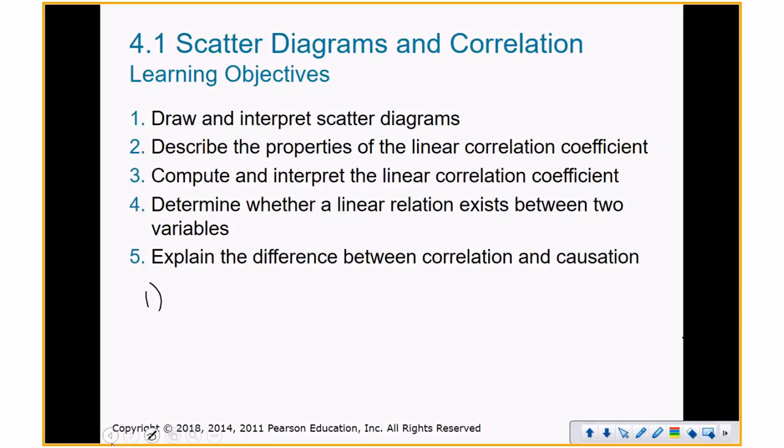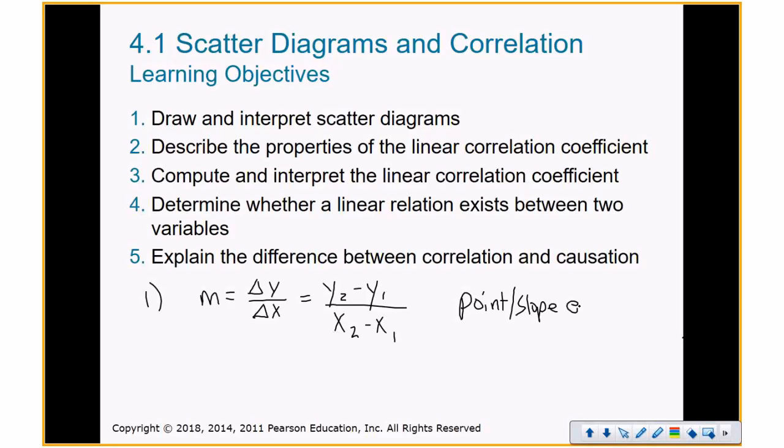One, you need to remember that M is equal to delta Y over delta X, which is your slope formula, which is Y sub 2 minus Y sub 1 over X sub 2 minus X sub 1. And you need to also remember the point slope equation, and all of you should remember this from algebra: y minus y sub 1 is equal to m times x minus x sub 1. That's some algebra that you need to remember, so you need to write that down.